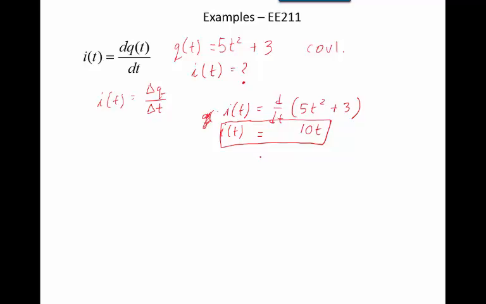Yes, it'll be an instantaneous current at any given time. Because what is current? It's an instantaneous rate of charge passing through a point, right? So i at time 3 would be 30. Since I'm in coulombs and seconds, my answer would be in coulombs per second, which is 30 amps.